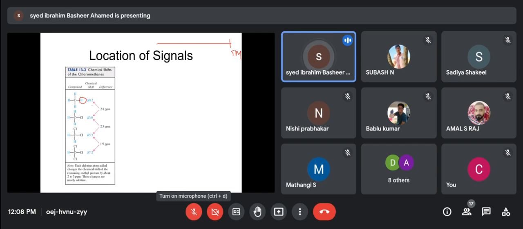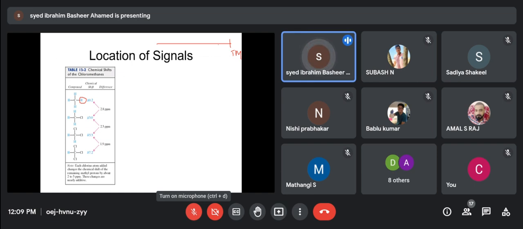If you understood whatever I have told you so far, you should be able to tell me right now. I have drawn the scale also. Everything is there. Sir, I think it is very far from the TMS. Now tell me the meaning.